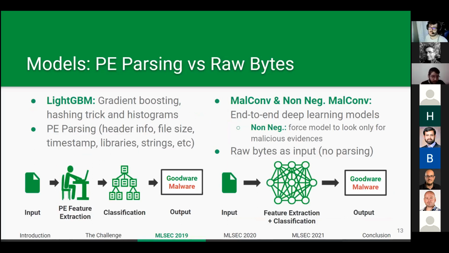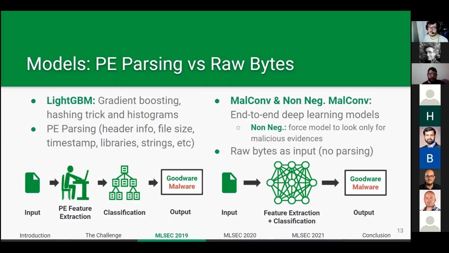Basically, there were 2 types of models available. One type is based on parsing the PE files and extracting features from them, which is LightGBM. You can see here that given a file as input, they just extract features from the PE file, and then the model classifies it in the output. So LightGBM is a gradient boosting decision tree model, and it uses the hashing trick and histograms extracted from the features of the PE file.